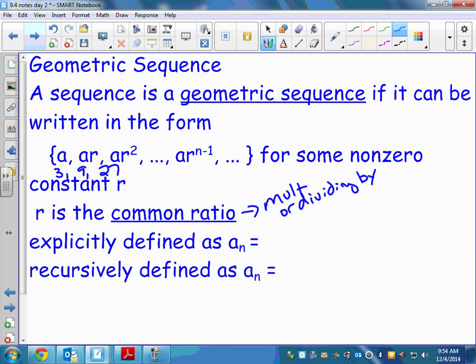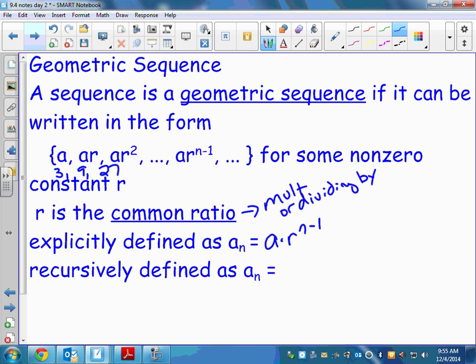These formulas, again, not a whole lot to simplify because we're multiplying, but explicitly defined, we're just going to take the first term times r to the n minus 1. And unlike the arithmetic one, you can't simplify this. You can't multiply a times r because it has a power up here. So you just leave that as your formula.